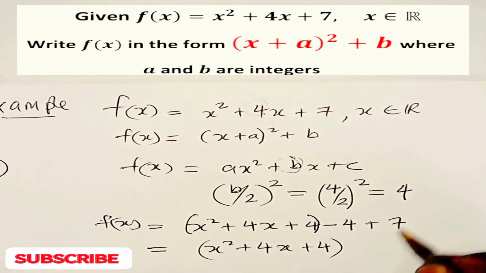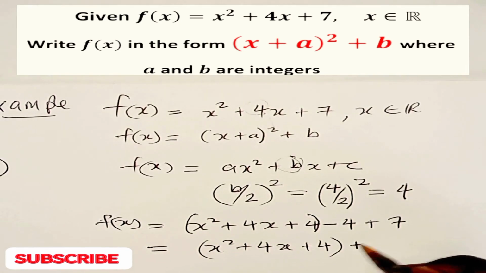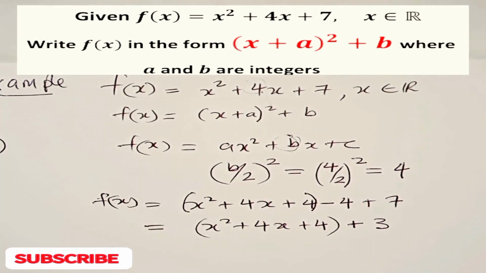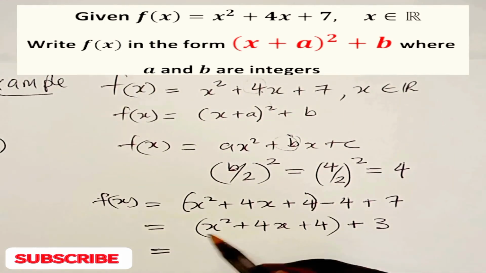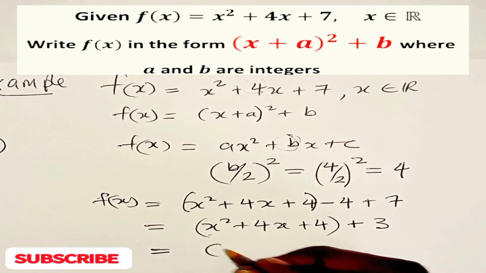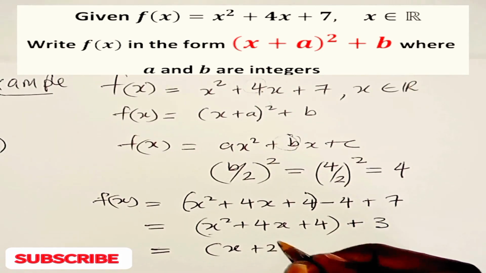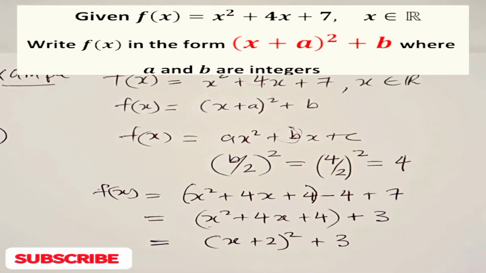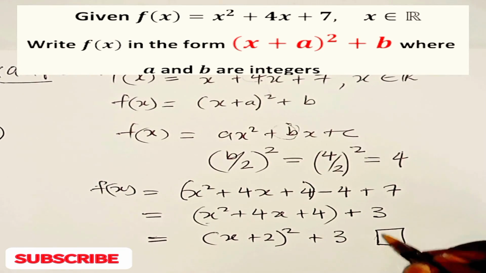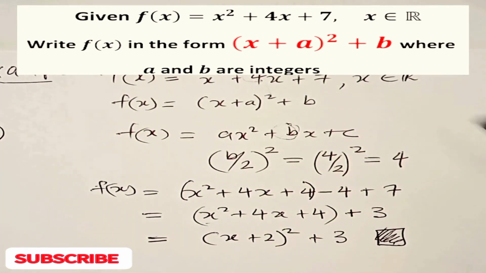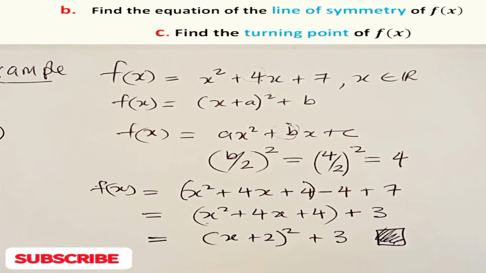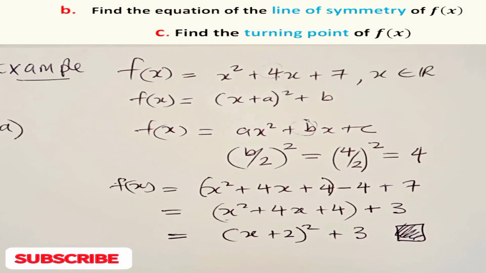Then if you simplify what we have there, you have 3. Now we are going to factorize this by inspection, sorry. So you're going to say this, if you factorize, you get (x plus 2) squared plus that 3. Therefore, we've managed to write that function in the form (x plus a) squared plus b. That is it with the first part of this example.